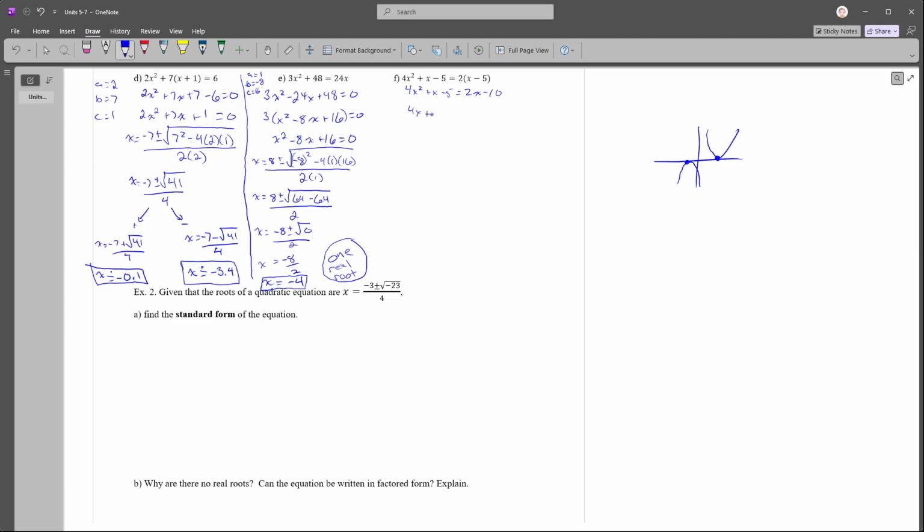And we have plus x. We're going to bring that 2x over, so we have minus 2x. And we have minus 5. And we're going to bring that minus 10 over, so we have plus 10. And that is equal to 0. Okay. Simplify this as much as you can.